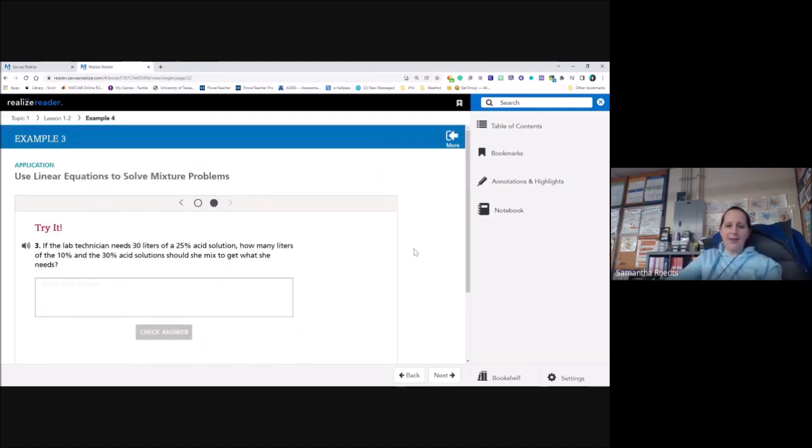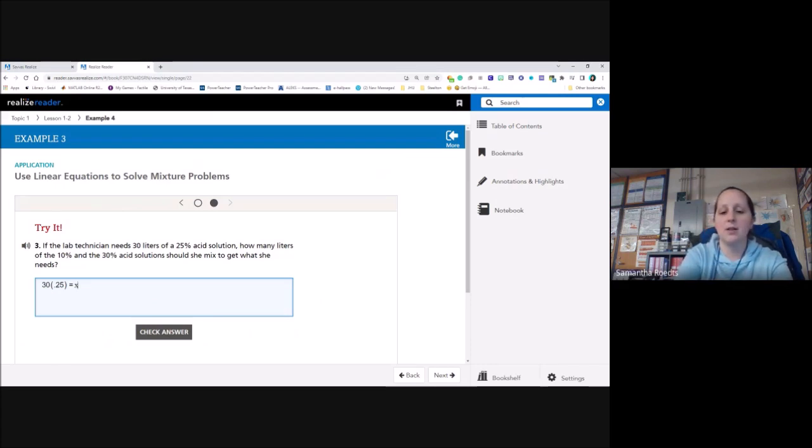All right, let's try it. If the lab technician needs 30 liters of a 25% solution, how many liters of the 10% and the 30% solution should she mix to get what she needs? So again, she's going to start with that 30 times that 25%. So that's 0.25. That's going to equal x, because that's the number of liters I need for that 10% solution.